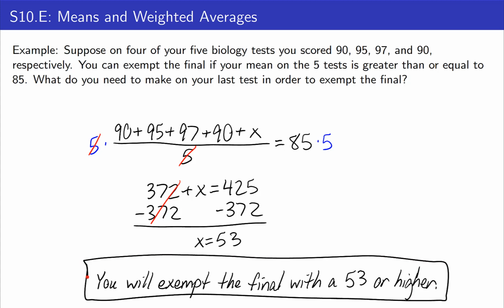That is, if you make a 53 on your 5th test, your average will be an 85, and then you will be able to exempt the final. You'll notice this is pretty far from a good score compared to the ones that you had before. But if you have that many scores above 85, you really don't have to do that well on the 5th test. Don't use this in practice, though. This is the kind of stuff where you might miss the mark if you're not too careful.